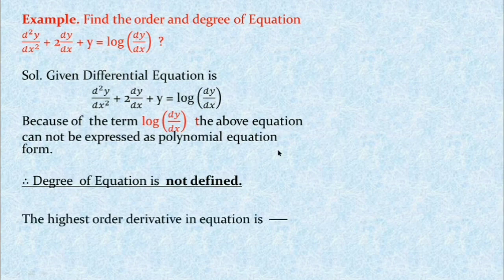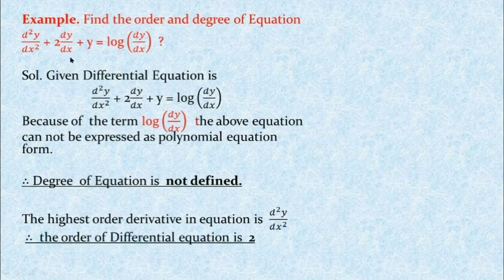So what is the definition of order? The order of the highest order derivative. Which is the highest order derivative? This is the highest order, d²y/dx². The order of this derivative is 2. So the order of the equation is also 2. That means for this equation the degree is not defined, but the order is equal to 2.